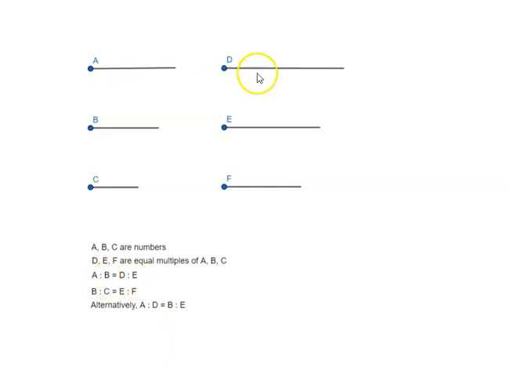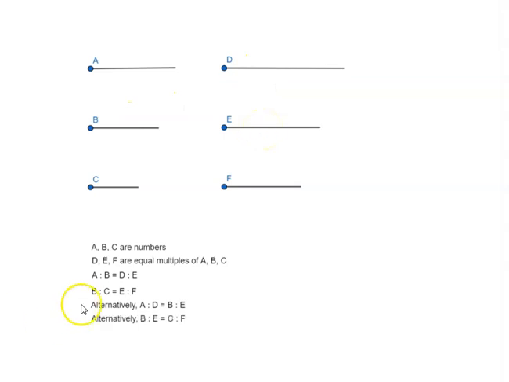So let's prove this. We know a, b, c are numbers and d, e, f are equal multiples of a, b, c, and we are given that a is to b is equal to d is to e, and b is to c is equal to e is to f. Now taking the first one, a is to b is equal to d is to e. If we take it alternately, then it becomes a is to d is equal to b is to e.